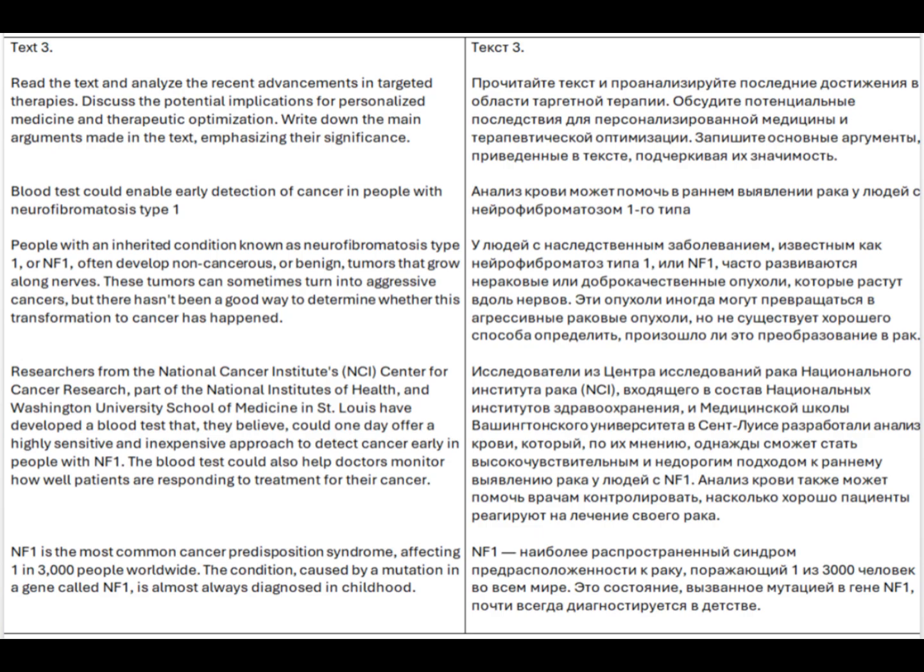Write down the main arguments made in the text, emphasizing their significance.